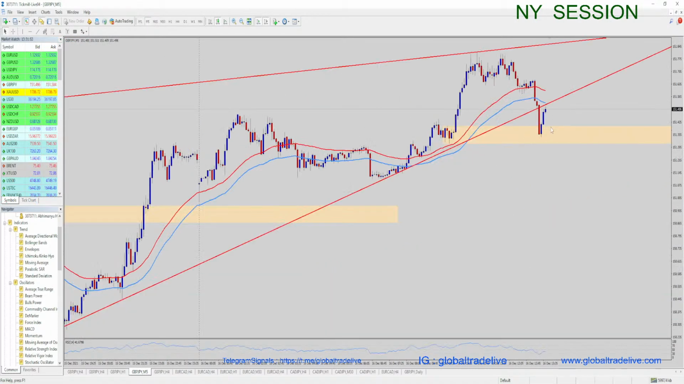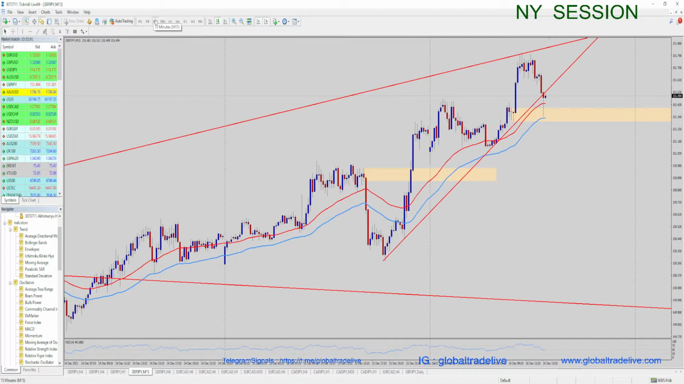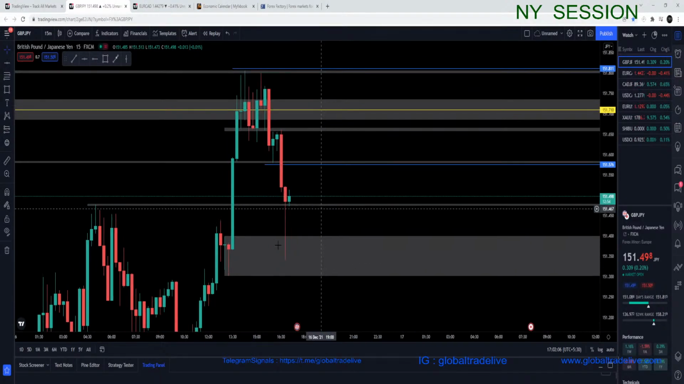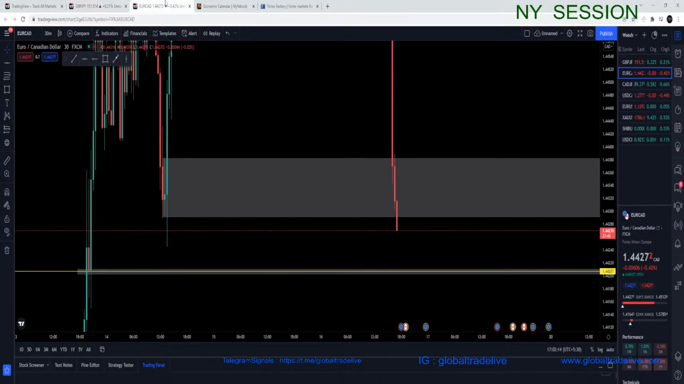According to me, it should come one more time and then it should reject this area. So that also means the 15-minute will be coming down first and the 30-minute also. Yeah, this candle should come down again and then it should be rejecting this area. Oh, look here, huge coming down of EuroCAD.